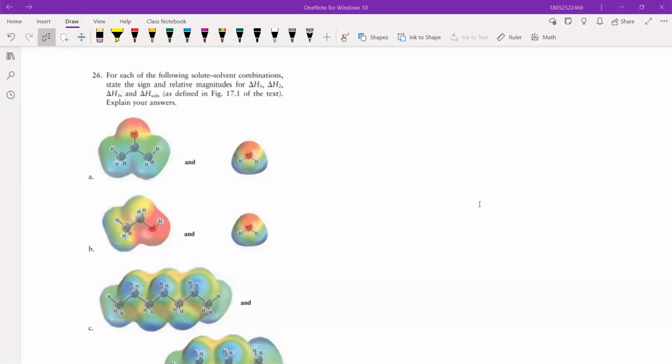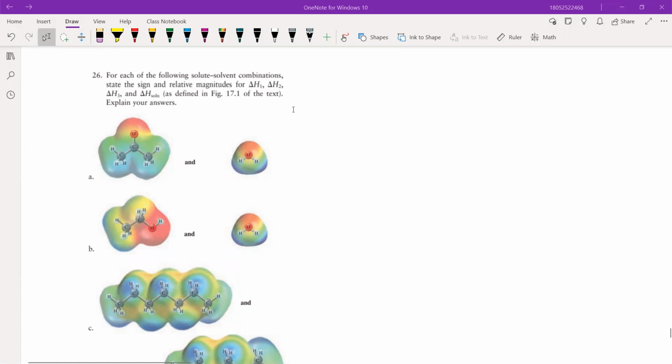Okay, this is chapter 17, number 26 from the textbook, and it's a heavily conceptual question. One of the parts is particularly tricky, so I'll address that. The other ones are kind of more typical of what I think you would expect on an exam, let's say.